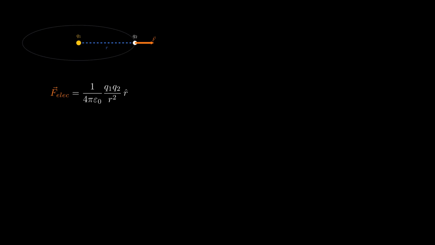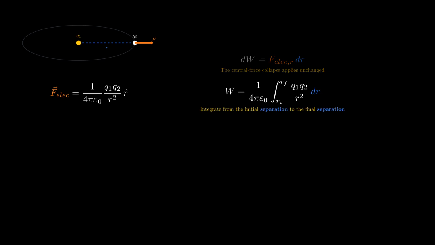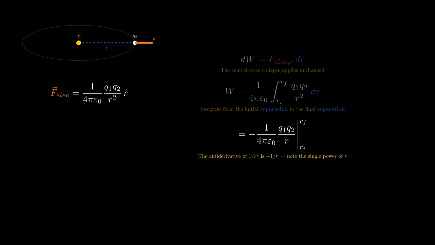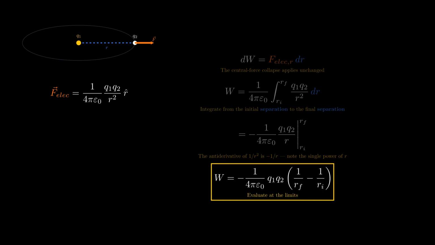The central force collapse applies unchanged. dW is the radial component times dr. Integrate from r sub i to r sub f. The antiderivative of 1 over r squared is minus 1 over r, so the work equals minus 1 over 4 pi epsilon naught times q1 q2 times the quantity 1 over r sub f minus 1 over r sub i.